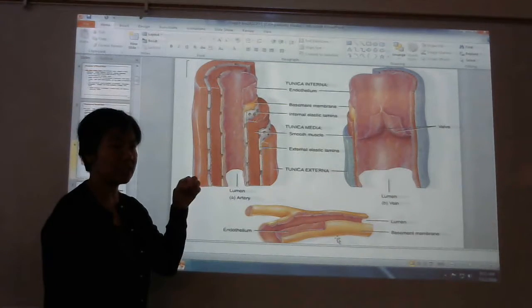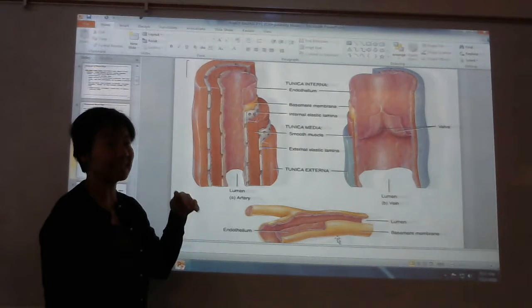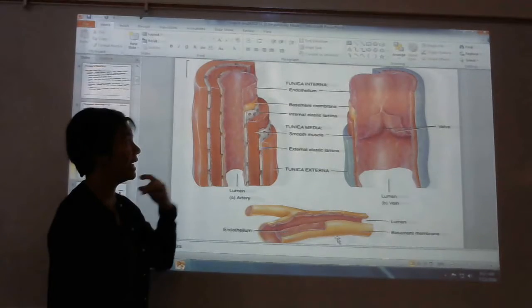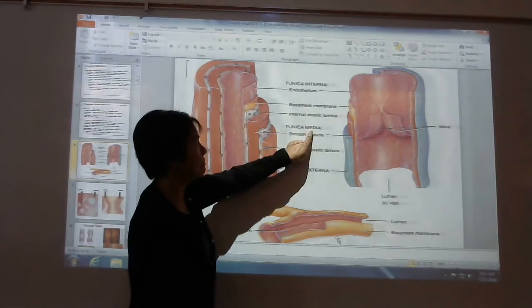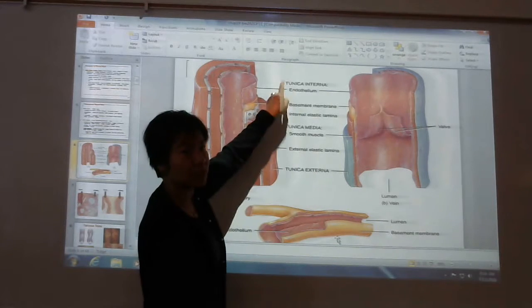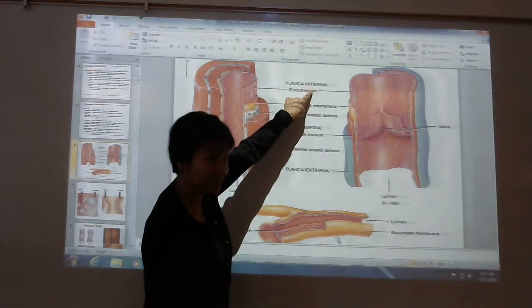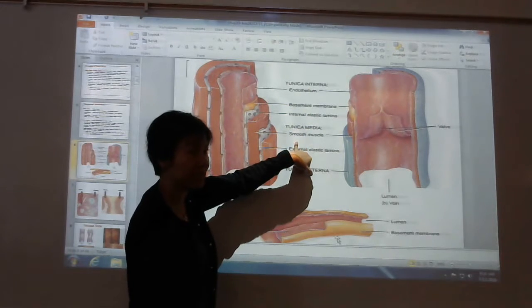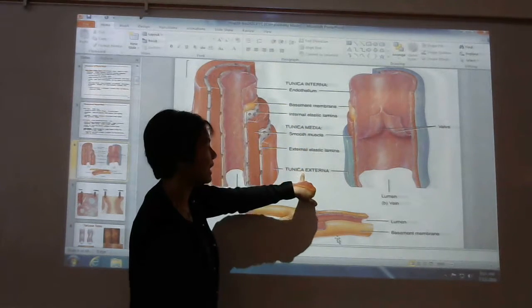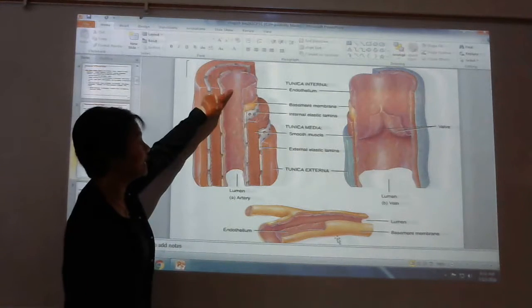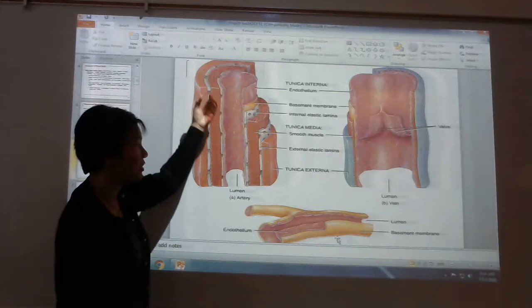An internal layer or tunica intima. You don't need to memorize. I hope you just remember internal, middle layer, and outer layer. Will you remember that? Tunica intima or interna is the internal. Tunica media is medial layer, middle layer, and then the tunica externa is the outer layer. What is the inner layer made of? This is the epithelium. So it's just one continuous.